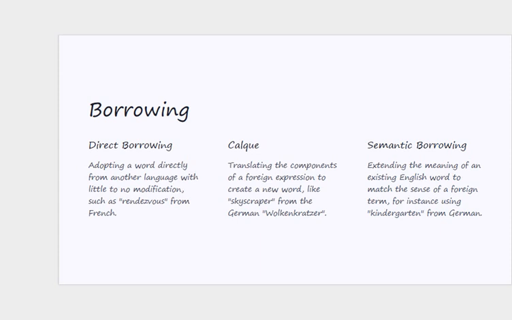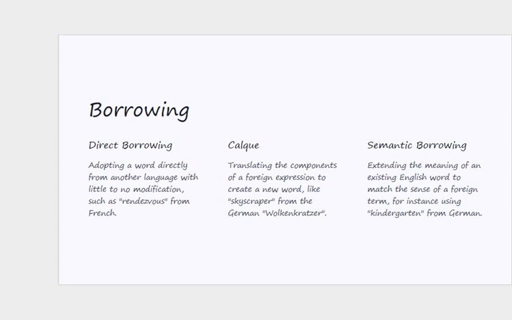For example, bonfire, rendezvous, and words like cliche, words like chassis, they are part of English now, but they are basically borrowed from French. Similarly, there are words like calque, you can see on the screen. The example is skyscraper, which is translated from German into English. That is also borrowing. And the third kind of borrowing is semantic borrowing.